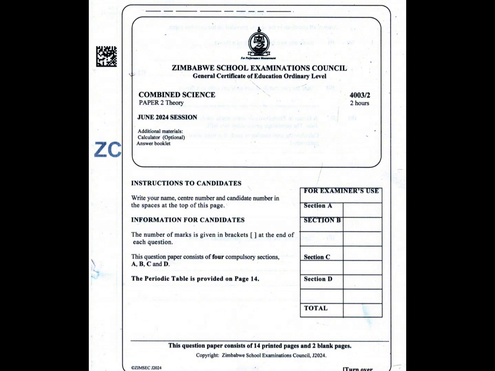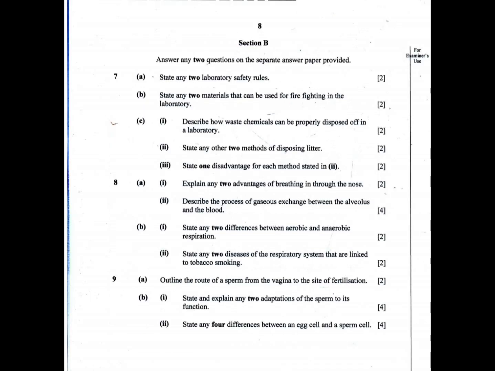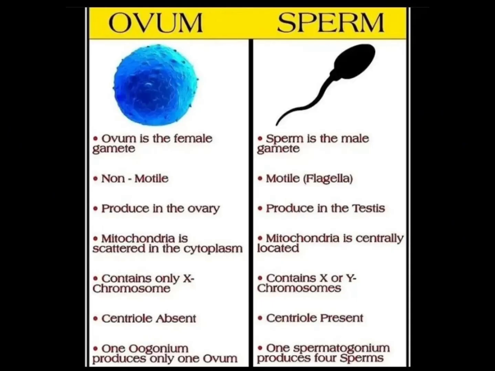Under cells, you need to know the differences between sperm cells and egg cells. This was examined in June 2024 on number 9B, part 2. Let us look at the question. It was saying, state any 4 differences between an egg cell and a sperm cell. So the egg cell is a female gamete, while the sperm is a male gamete. The egg cell is non-motile, while the sperm is motile, as it has a flagellum.